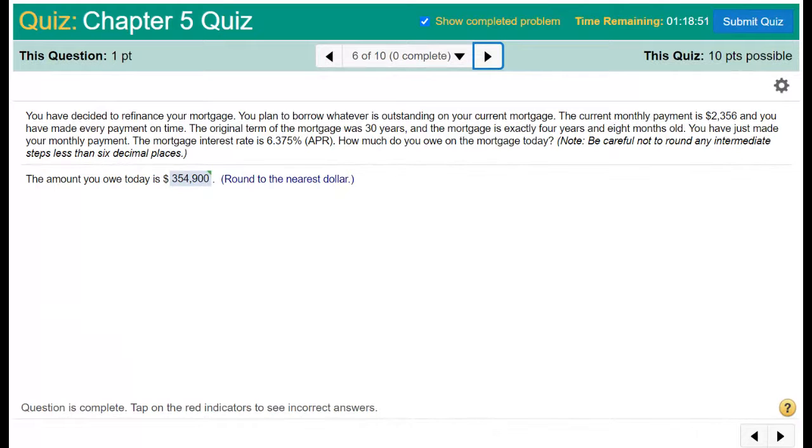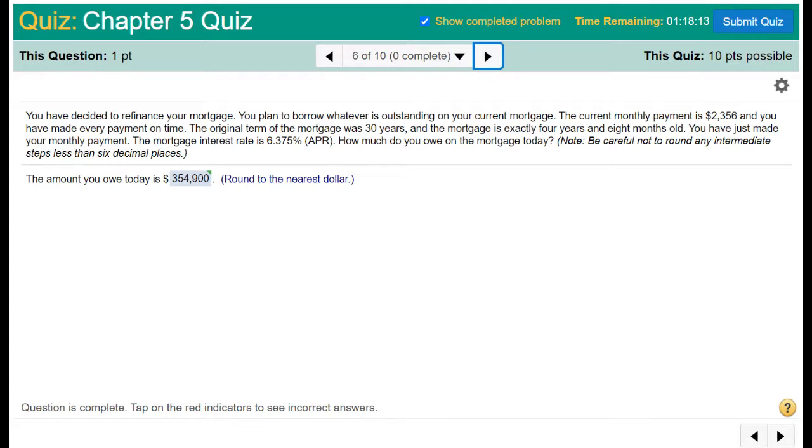It's monthly, right? And the mortgage is exactly 4 years and 8 months. 4 years and 8 months equals 56. So I convert this into months, right? And add this to that. So that becomes 56. 48 plus 8 is 56. Then over here, I make this 360 and I subtract 56 from 360, right? So there's 304 months left.